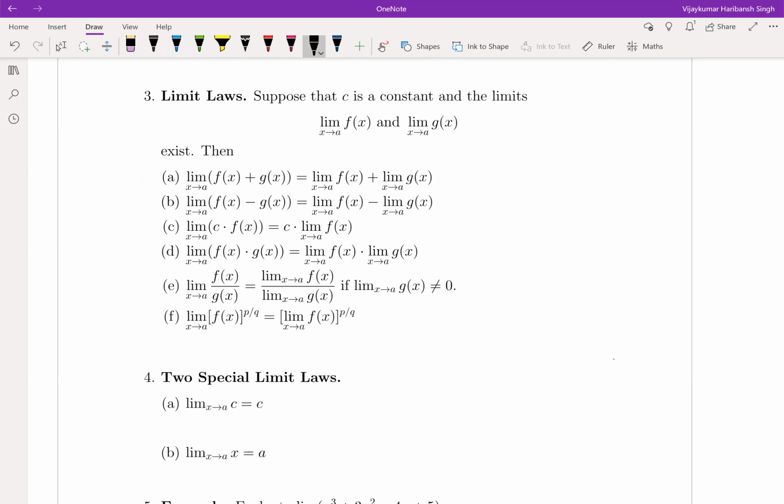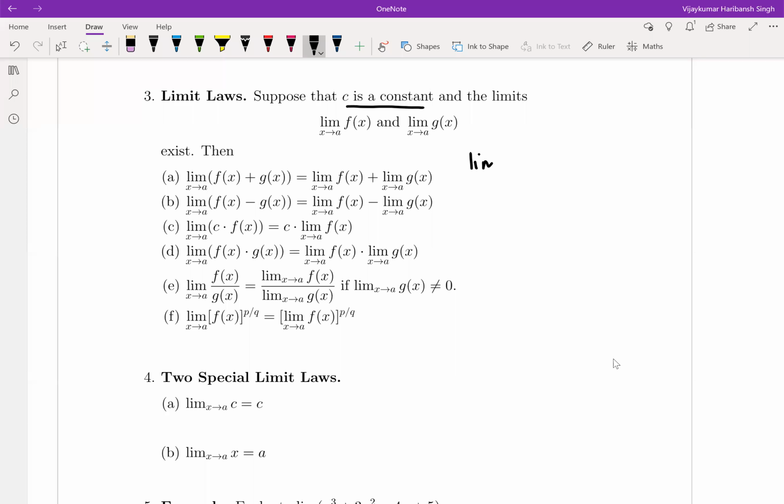So let c be a constant, and suppose the limit as x goes to a of f of x and the limit as x goes to a of g of x exist. Then we have the following. The limit as x goes to a of f of x plus g of x is the limit as x goes to a of f of x plus the limit as x goes to a of g of x.